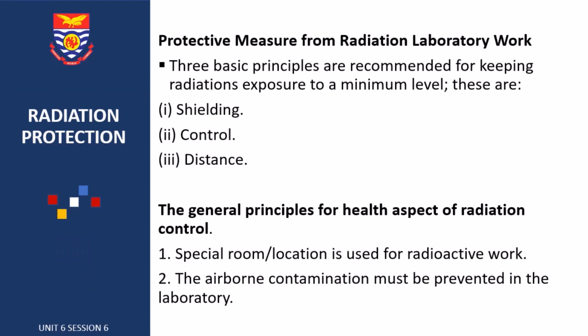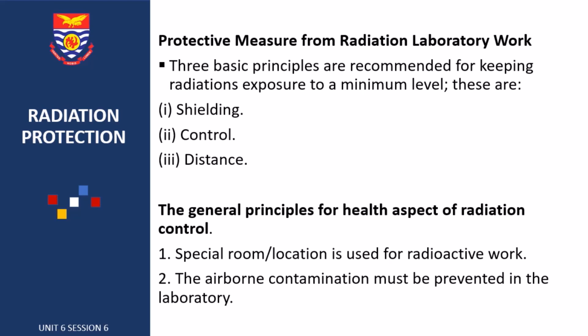Let us look at the protective measures from radiation in laboratory work. Now, if a radiochemical laboratory is designed properly and work is performed in such a manner that the general background of contamination is sufficiently low, then low levels of traces will be avoided and the health aspect of radiation control will be satisfied. There are three basic recommendations that are required for keeping radiation exposure to a minimum level, and they include shielding, control, and distance.